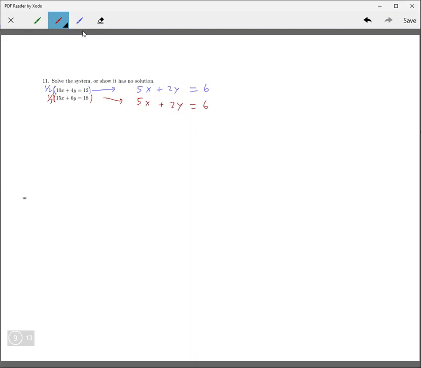And so these are the same equation, and so you can throw one of them out. So basically, they're the same. And that means that you have infinitely many solutions.